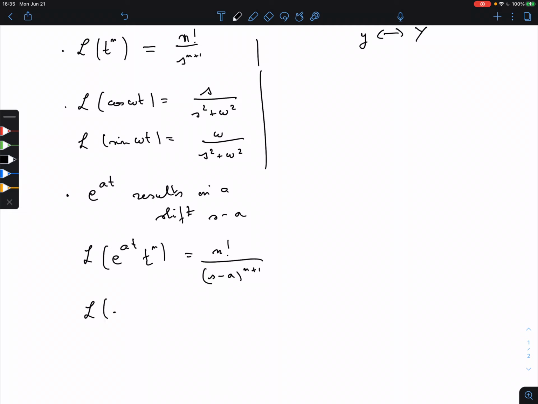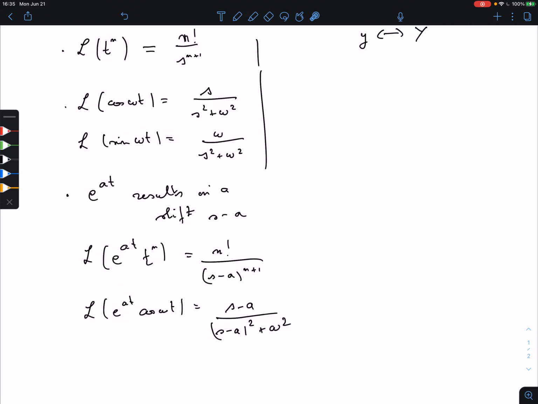And the Laplace transform of e to the at cosine omega t will be the same, but we now shift this way. And the same for the sine, right? These are quadratic irreducibles, and any quadratic irreducible denominator we can now write in Laplace transforms. Okay, that's for going backwards.